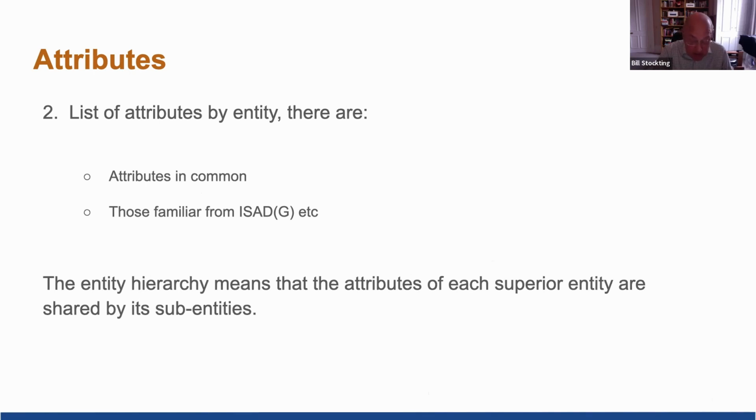It should also be noted that as the entities are now in the 4-level hierarchy, the attributes of each superior entity are shared by its sub-entities. The attributes for thing are shared by all of the entities in the model then, while those for record resource are shared by record set, record and record part.